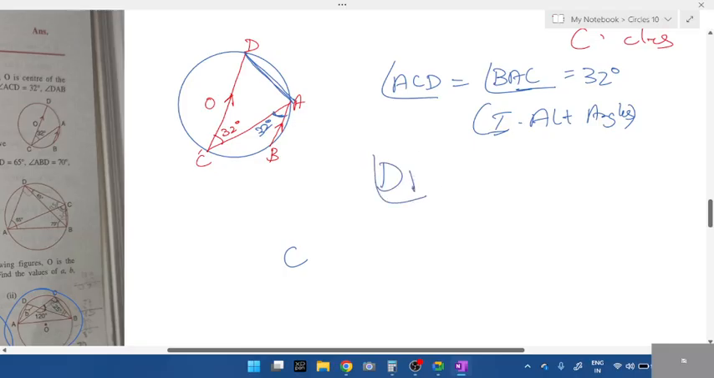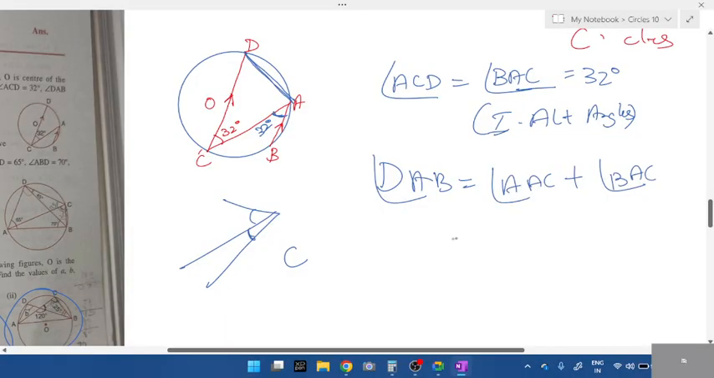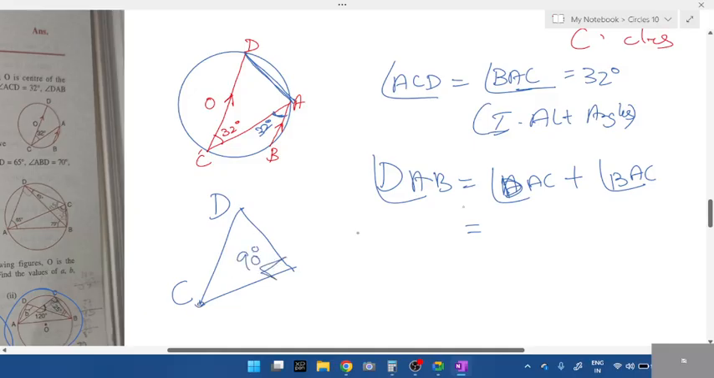But angle DAB is made up of how many parts? It has two parts. What are the two parts we have? Very good. Angle DAC plus BAC. First thing, what is angle DAC? 90 degrees. Which concept do we use to find angle DAC? Yes, what you should know. O is the center. Correct. O is the center. DC is the diameter. If DC is the diameter, what's the angle formed by the diameter on the circumference? 90. So this is 90 plus 32.